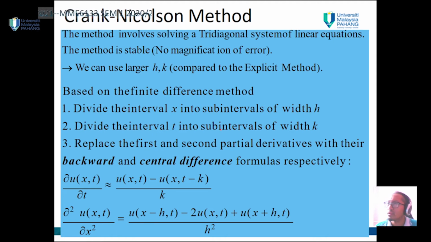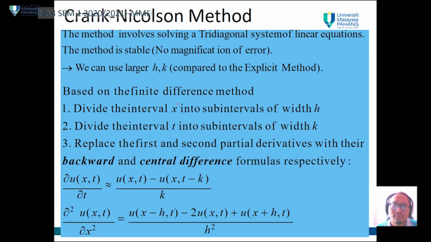Next we are going to proceed with the Crank-Nicolson method. The method involves solving a tridiagonal system of linear equations, and this method is stable. We have no magnification of error, so we can use larger values of h and k compared to the explicit method, where we need to use much smaller values of h or k.